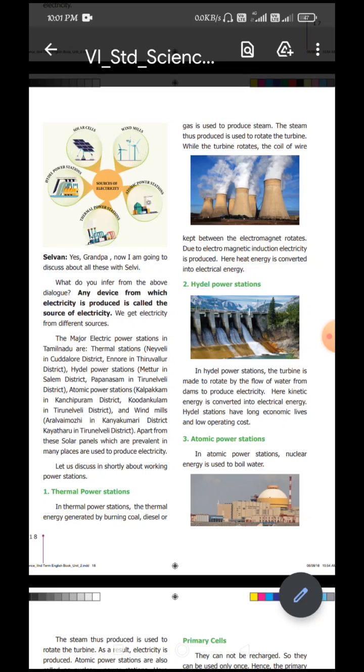So what is a hydel power station? In it, the turbine is made to rotate by the flow of water. The flow of water from the dams rotates the turbine. Due to the force of the flow of water, the turbine rotates, and because of the rotation of the turbine, electricity is produced. So here kinetic energy is converted into electrical energy, and this is very economical with low operating cost. Have you understood, children?